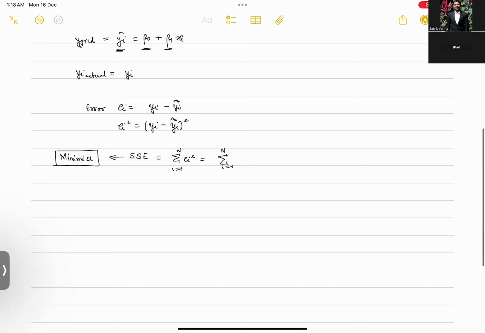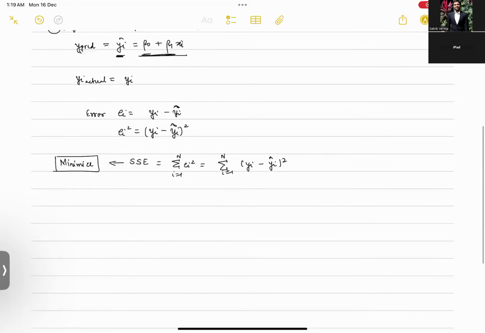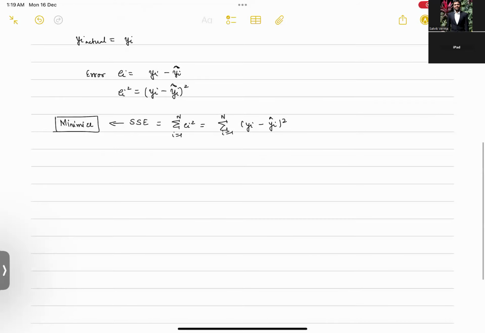So if I write this in a better way, ei square can be written as yi minus yi cap whole square. And yi cap, from here, we have written it as beta naught plus beta 1 xi. Okay, so yi minus beta naught minus beta 1 xi whole square, right?